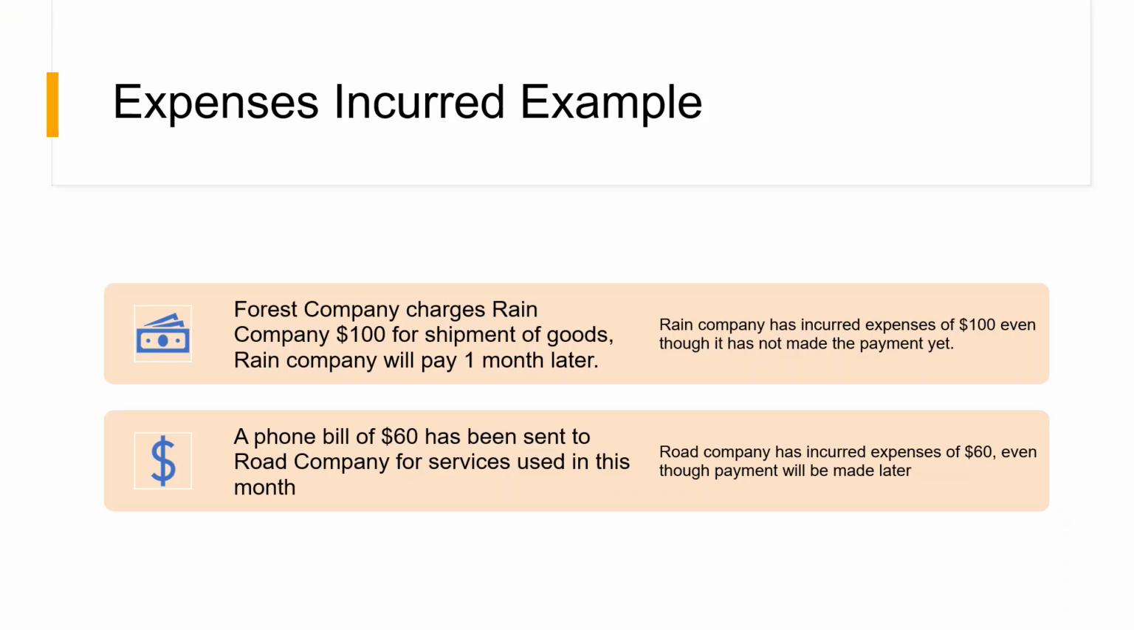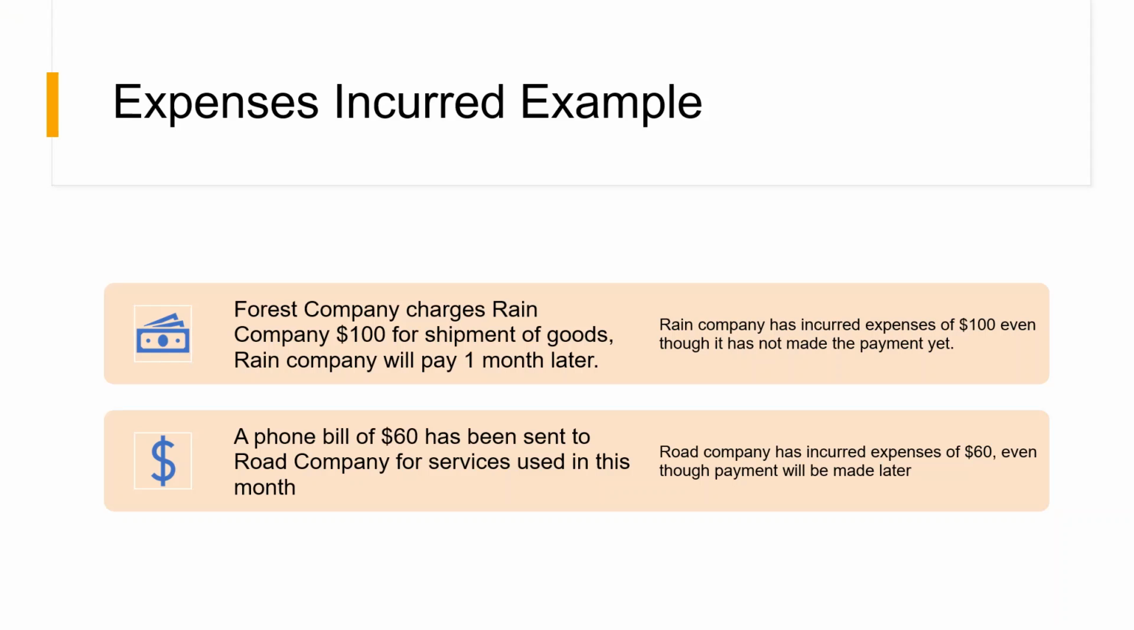Let's say Forest Company charges Rain Company $100 for shipment of goods, and that Rain Company will pay a month later. In this case, Rain Company has incurred expenses and has to recognize them, worth $100. Even though Rain Company has not made the payment yet, it's been charged for the expenses, and it still has to pay for the expenses later on. It has a legal obligation to pay. And in this case, expenses are considered incurred because the company has been charged for it.